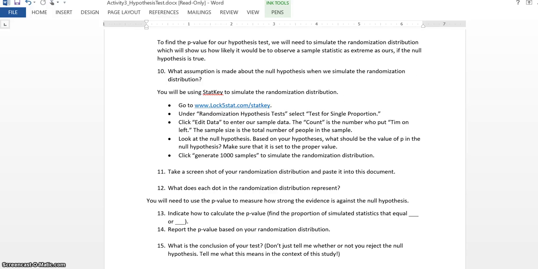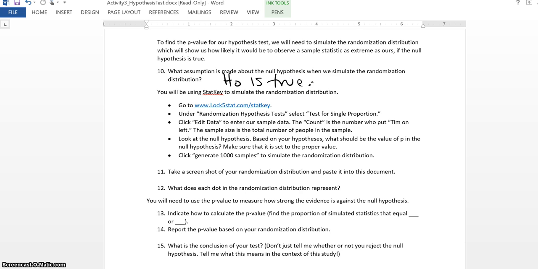Okay, so now we want to find the p-value for our hypothesis test. To do it, we're going to simulate the randomization distribution, which is going to show us how likely it would be to observe a sample statistic as extreme as ours if the null hypothesis is true. So the assumption that we make about the null hypothesis when we simulate the randomization distribution is that the null hypothesis is true. Otherwise, we can't figure out what the chance is that we'd see our statistic if the null hypothesis were true. We need to know what kinds of things would happen by chance if the null hypothesis is true. So our assumption is that the null hypothesis is true.